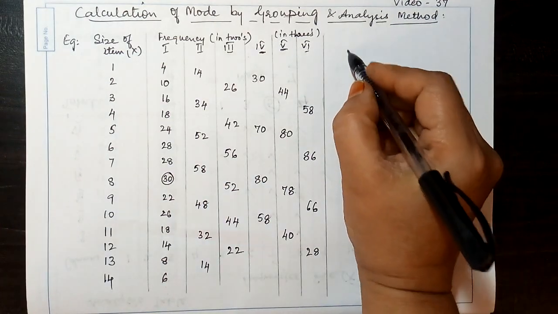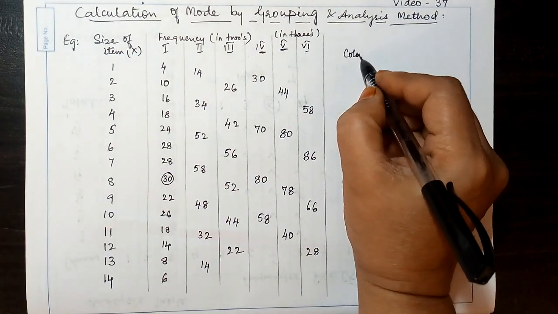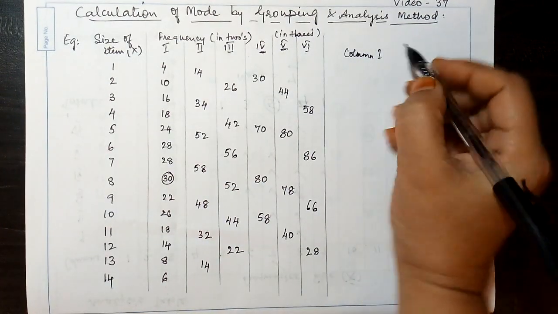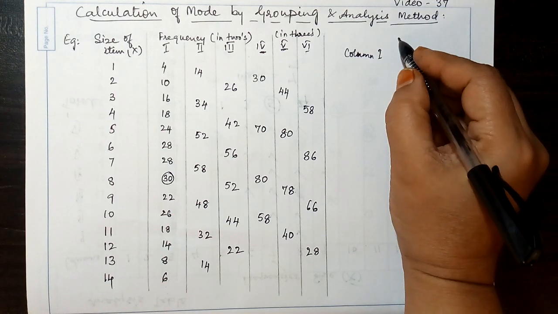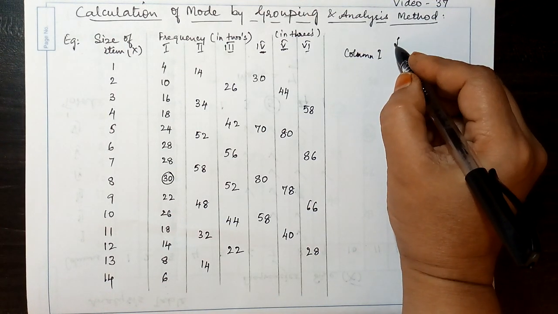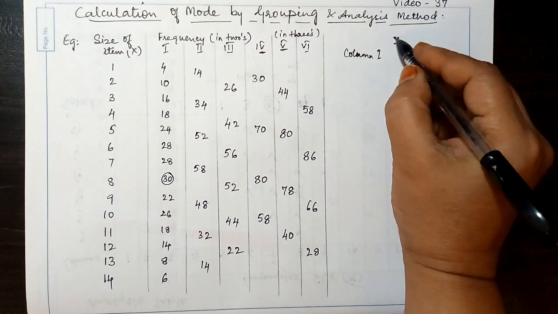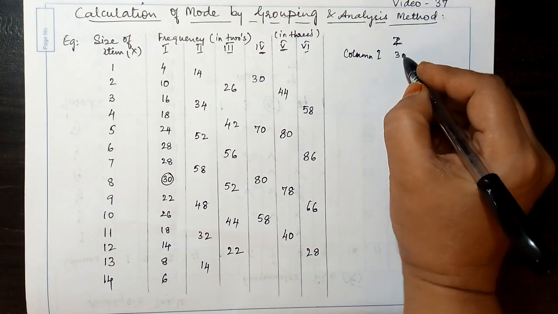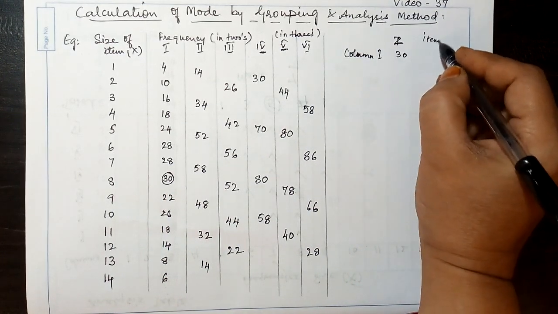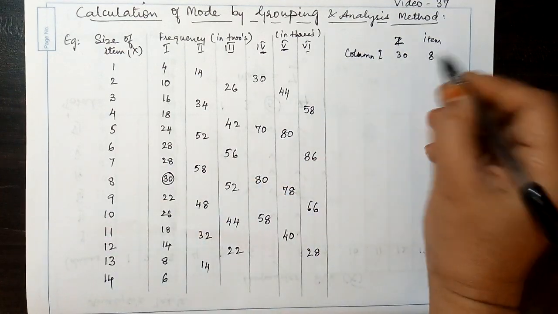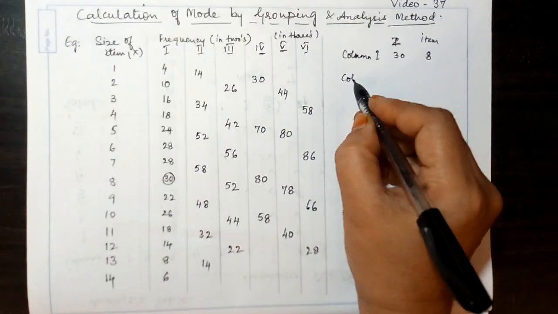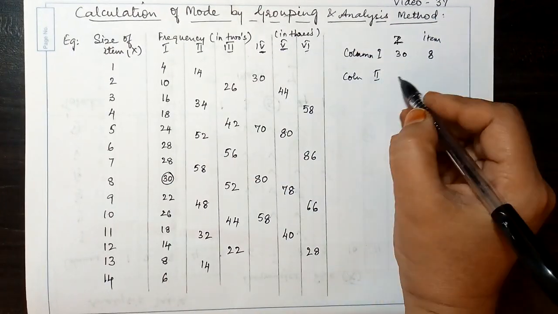So let's write down column 1. The frequency is 30, mode is 30 and the size of the item is 8. Okay. Now let's write down column 2.